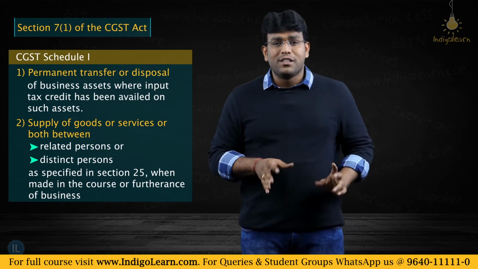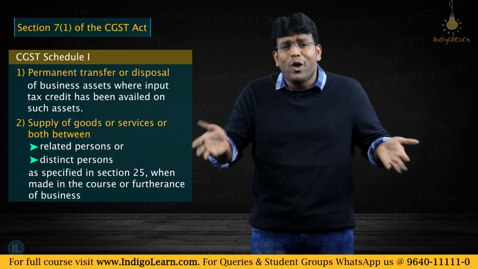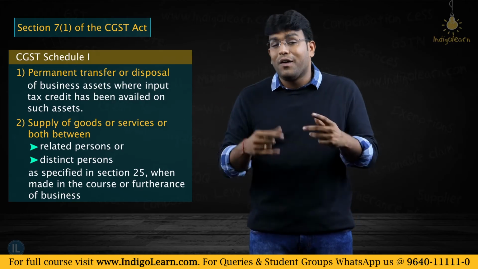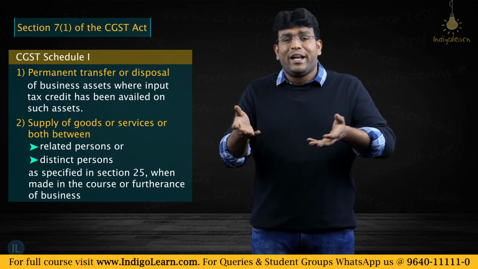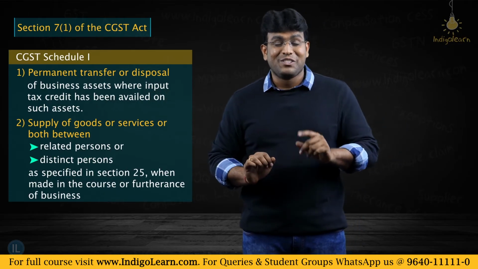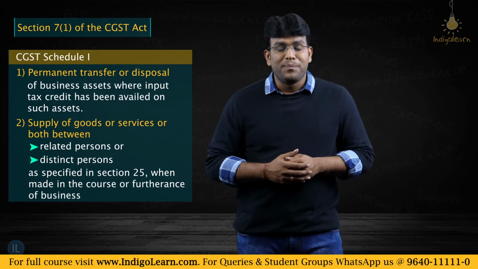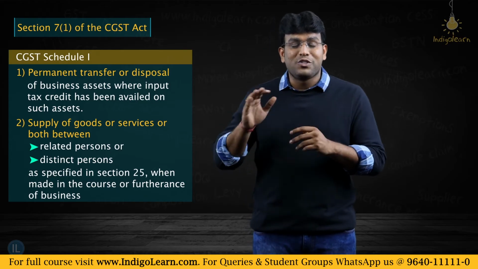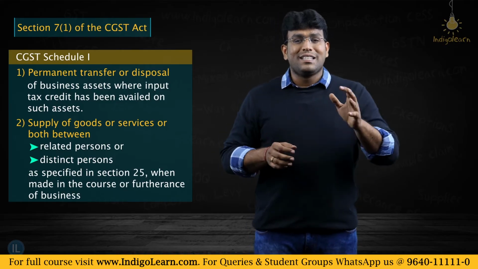Now a student will get one doubt. Sir, imagine on that phone you have not taken credit. Is it supply, sir? My answer is of course no, because what did the law clearly say? Permanent transfer or disposal of a business asset on which what is claimed? ITC is claimed. Only then do we call it a supply. If on the phone I don't claim ITC and I donate that phone, it cannot be called a supply. So that's the story of the first point in section 7(1)(c): permanent transfer or disposal of a business asset on which ITC is claimed. Now moving forward, the second point.